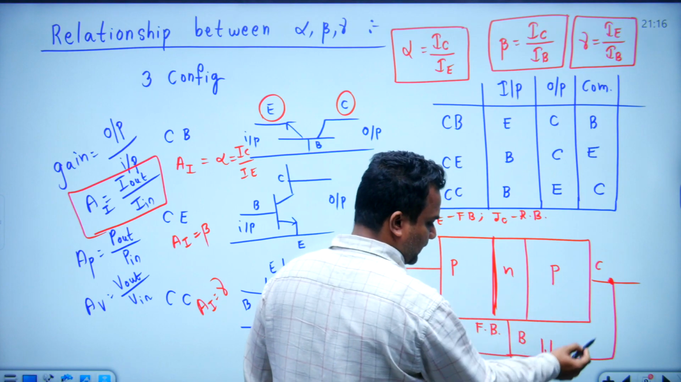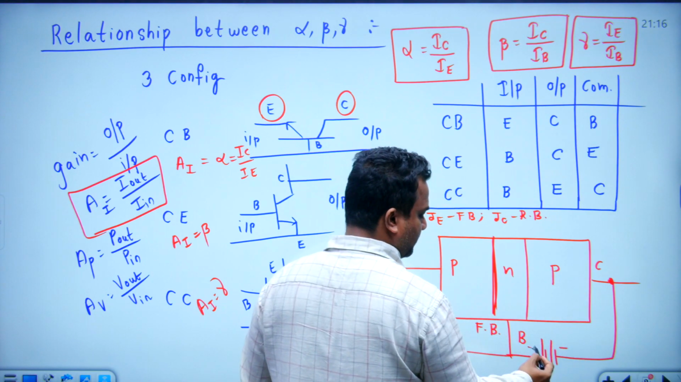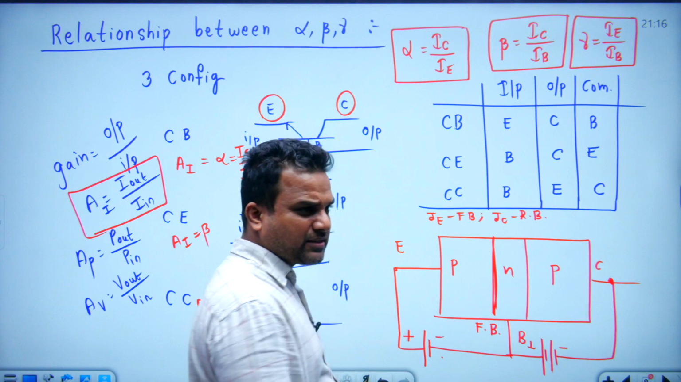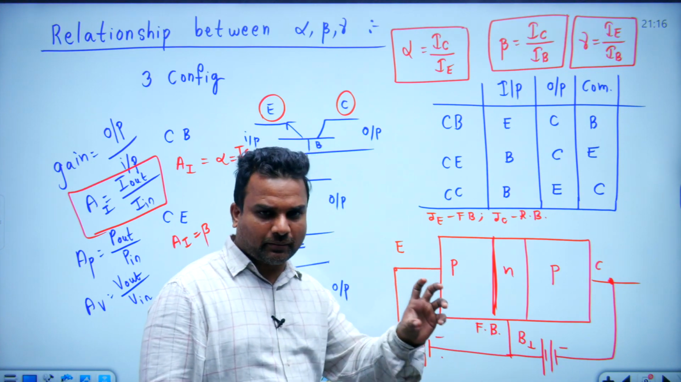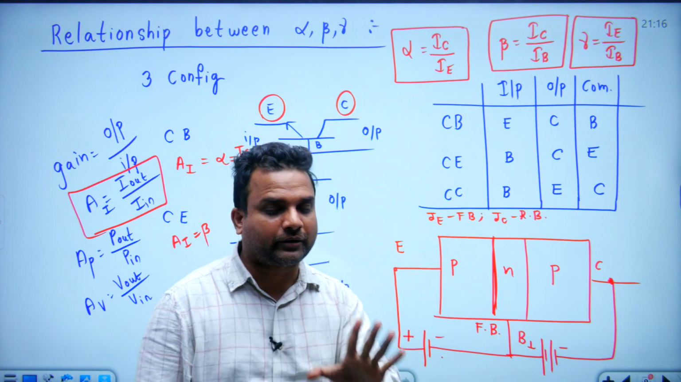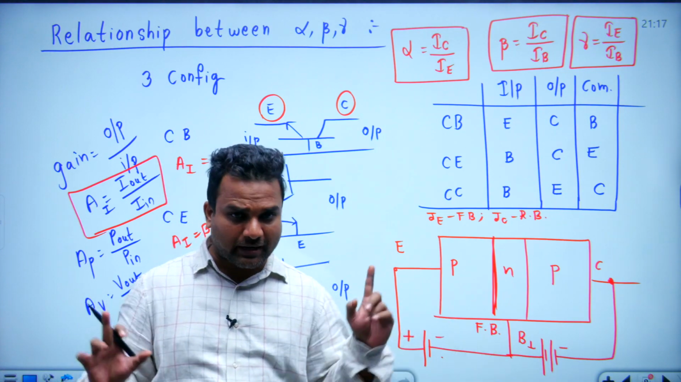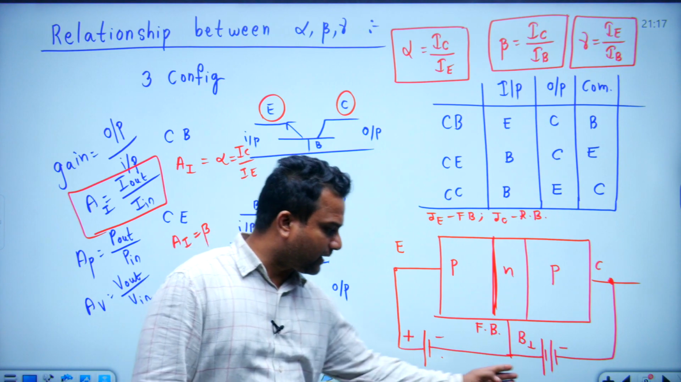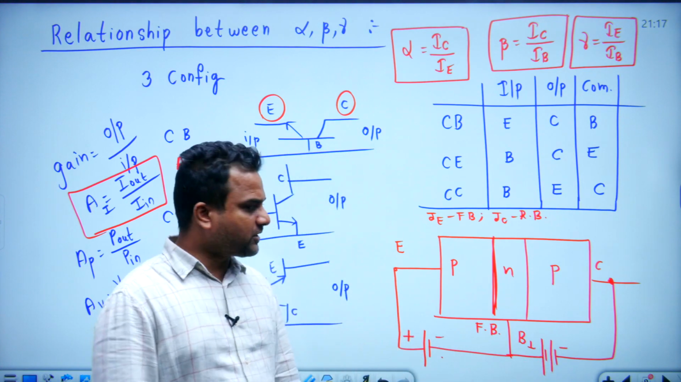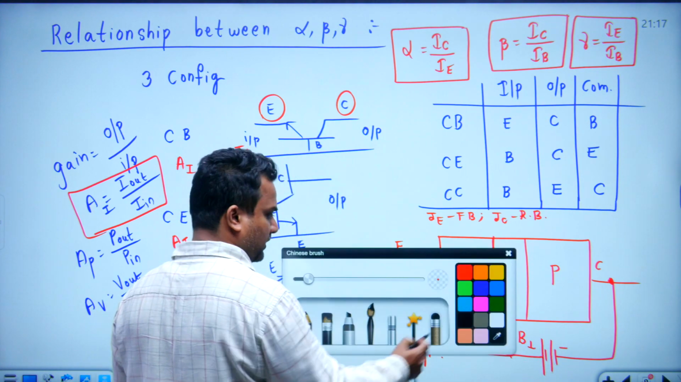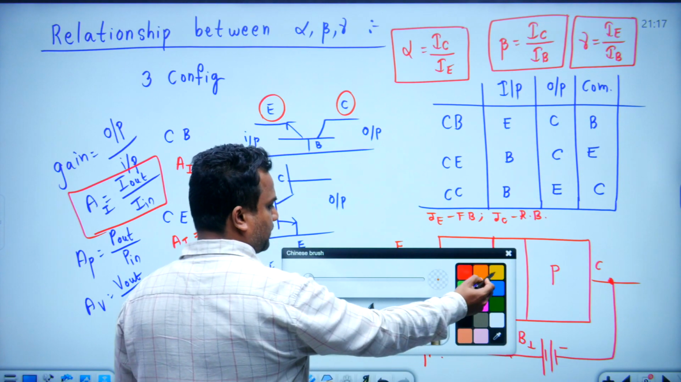So the P-type semiconductor goes to the negative terminal, and the N-type semiconductor to the positive terminal. Here I can say only the emitter and collector terminals, the biasing supply is very important. Now guys, the transistor is operating in the active region because the emitter-base junction is forward biased and the collector-base junction is reverse biased.